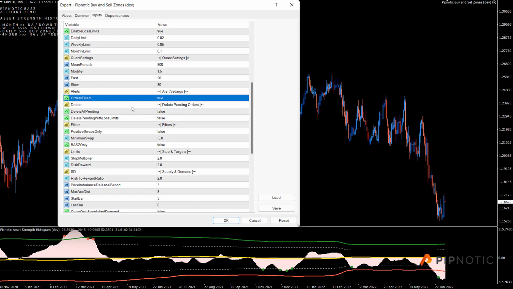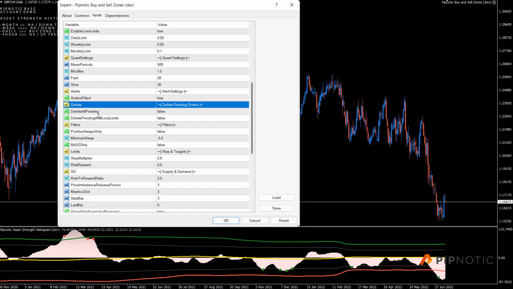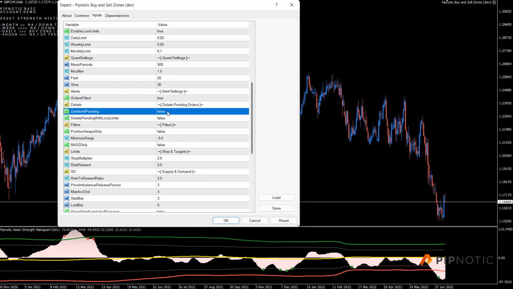Then we have delete pending orders, delete all pending. This is good, for example, if you have 10 pending orders open that you placed on the previous analysis, but you want to close them all without having to click delete one by one. You can simply set this to true, switch on auto trading, and it'll delete all of the pending limits. Then you can turn it back to false again.